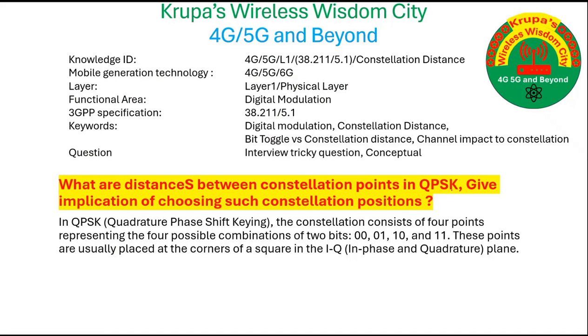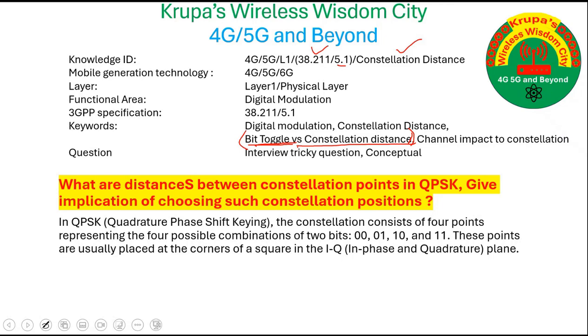Coming to today's discussion, we shall be covering 3GPP specification 38.211, chapter 5.1, and the constellation distance. Today's discussion is about constellation distance. The keywords are digital modulation, constellation distance, and the critical part is bit toggle: how much bit toggle we do versus the constellations. This is one of the very important things to understand, how the 3GPP has proposed the constellation points. Today we'll take the example of QPSK and discuss in detail.